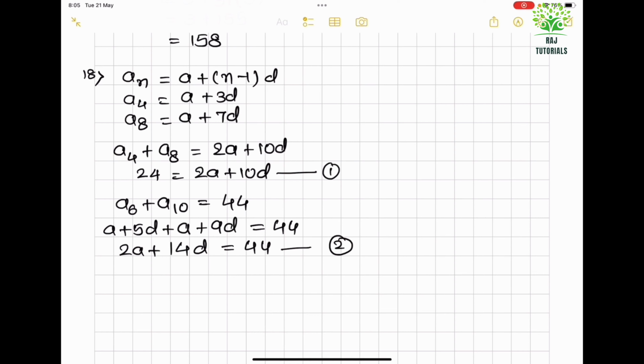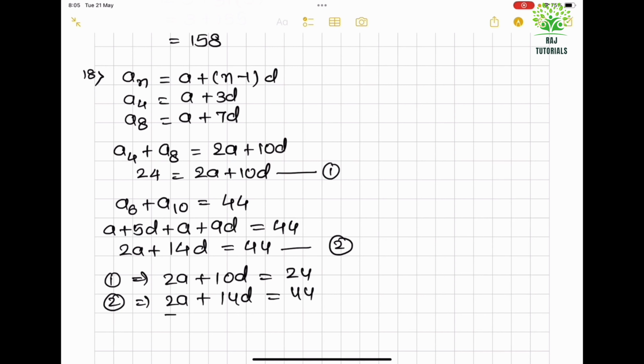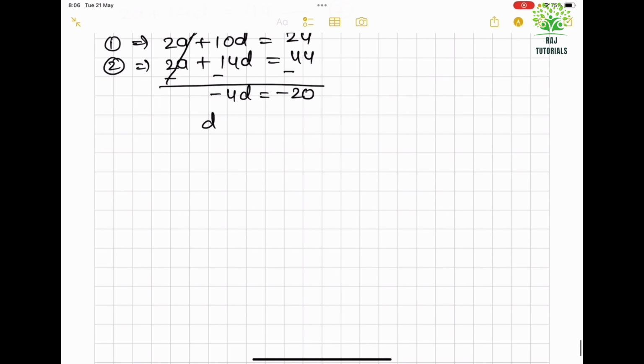Now from 1 and 2, if I subtract: 2a plus 10d equal to 24 and the second implies 2a plus 14d equal to 44. If I subtract them, see, 2a cancels, minus 4d equal to minus 20. So I will get d equal to 5, because minus on both sides will get cancelled and 20 divided by 4 is 5. So I got d equal to 5.